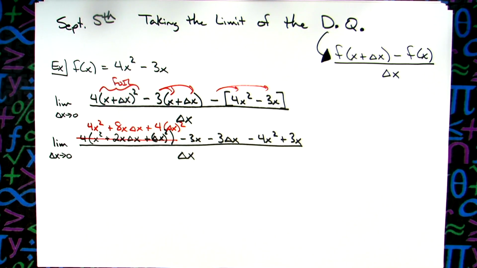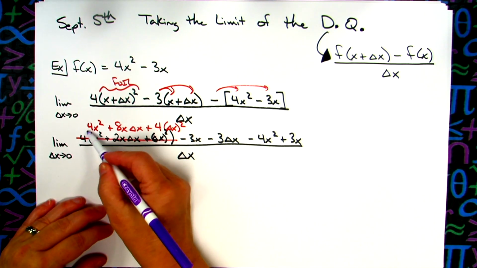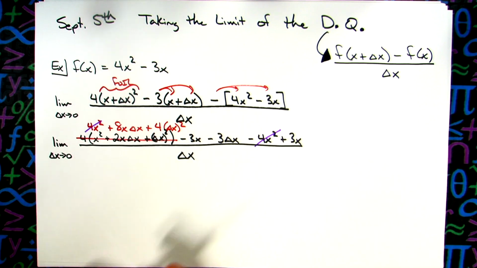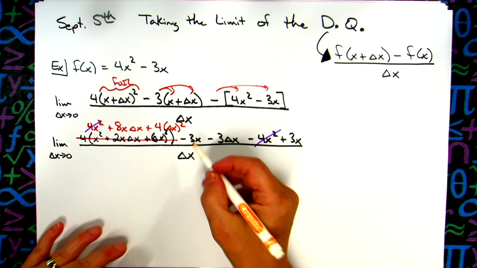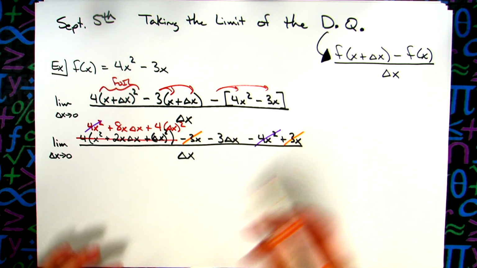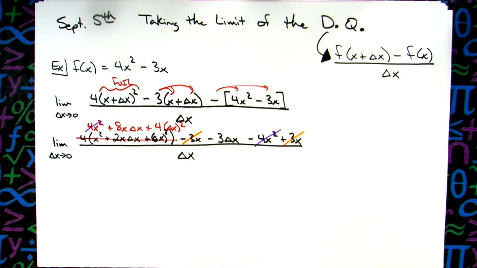All right, now at that point then, should we have a bunch of terms that cross out? Yes. Okay, I'm going to let you cross out all in that line as well, so I'm going to start crossing out. I've got a positive 4x squared, I got a minus 4x squared. We have a negative 3x and a positive 3x. Is that about it? I think that's about it, right?